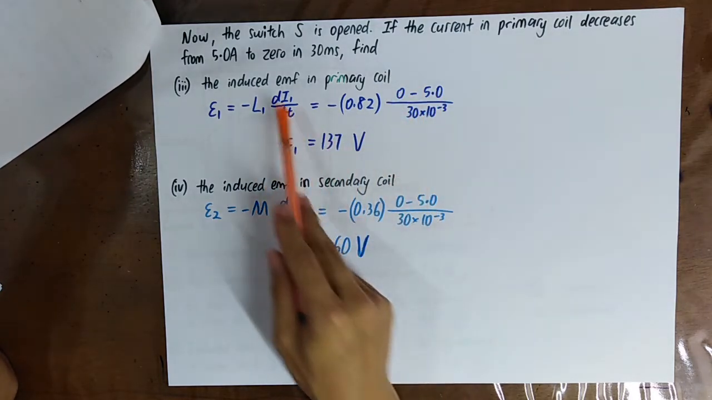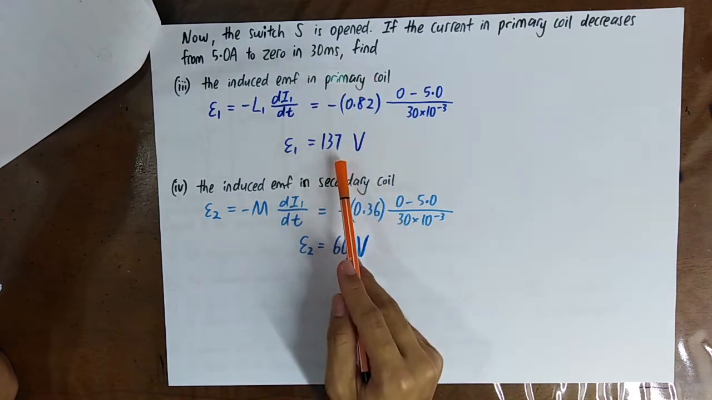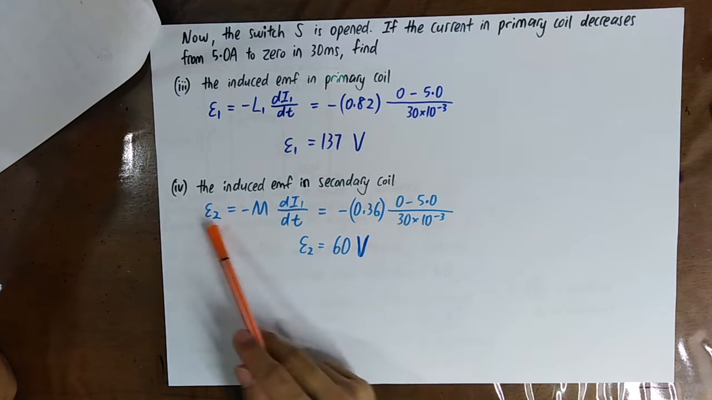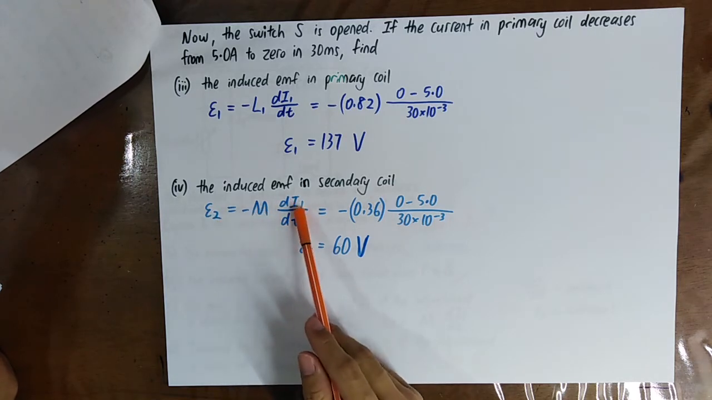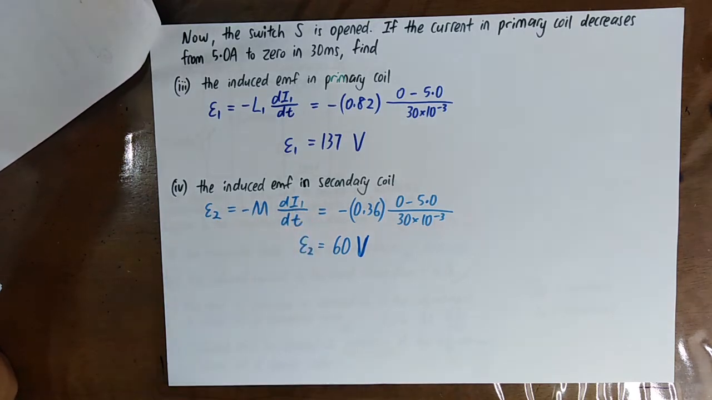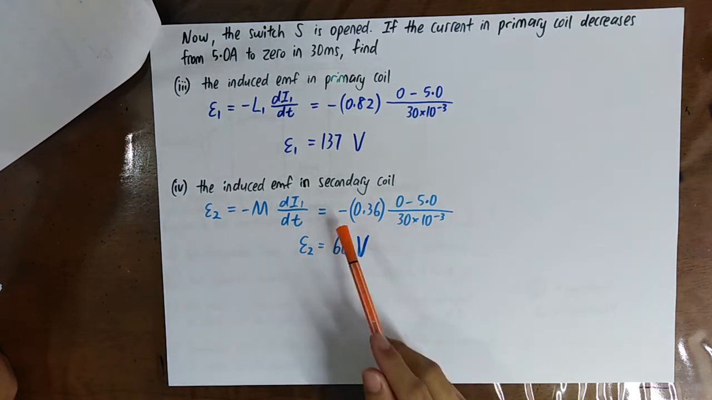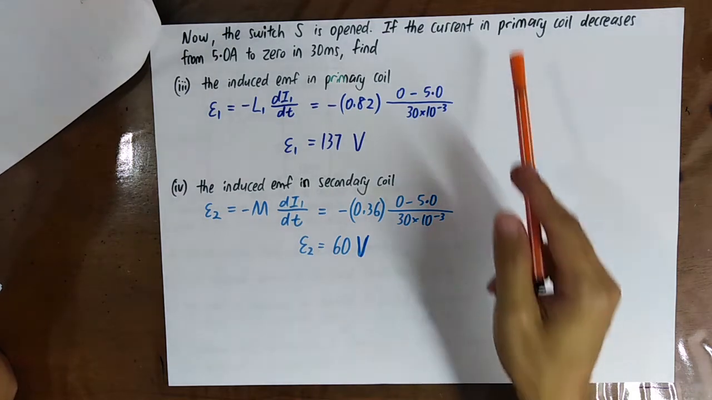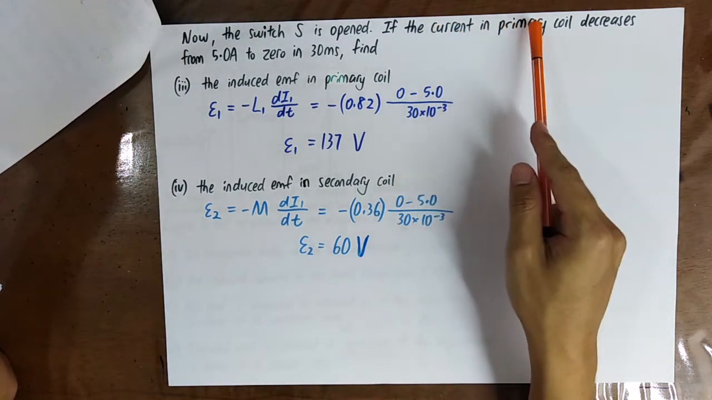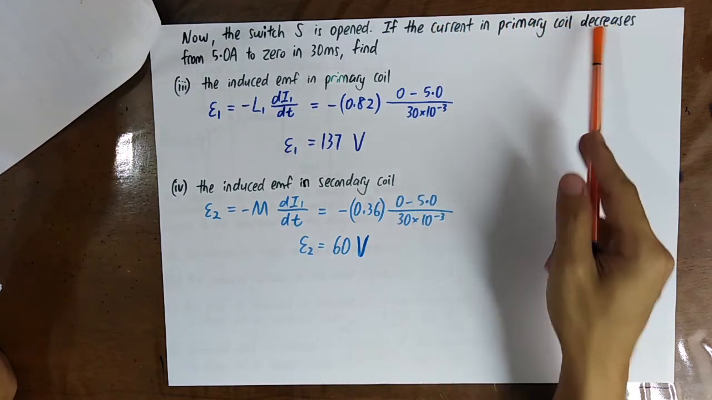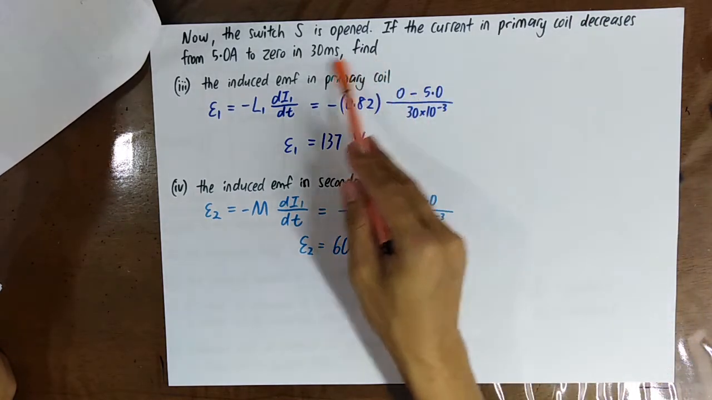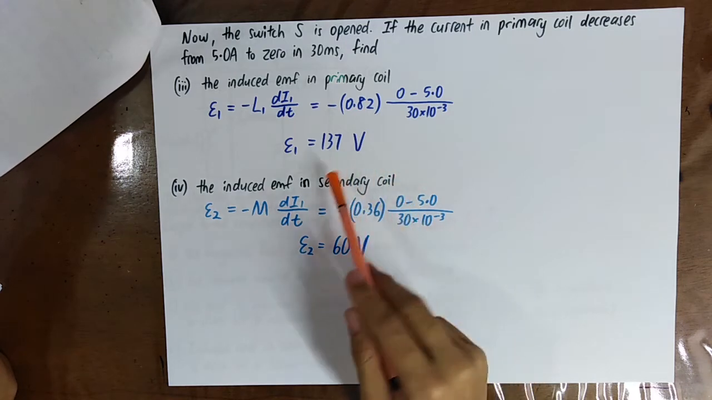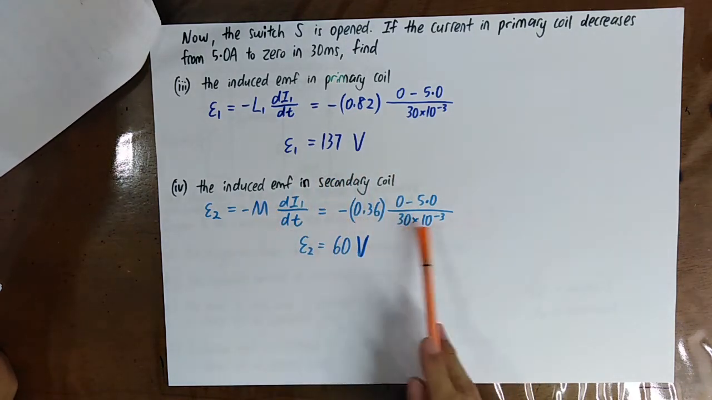So you can get the induced EMF in the primary coil. And then please get the induced EMF in the secondary coil. So E2 equal to negative M di1 over dt. Okay, so once again, you have to remember that if the current in the primary coil decreases, there will be EMF in the same coil due to self-inductance, and there will be an EMF in the other coil due to mutual inductance.